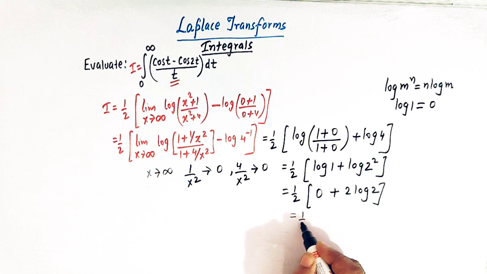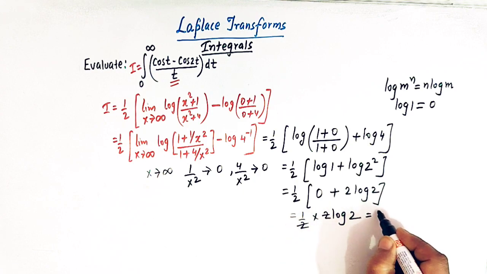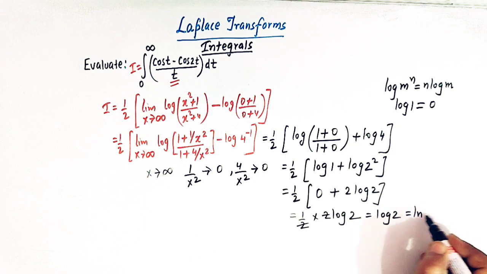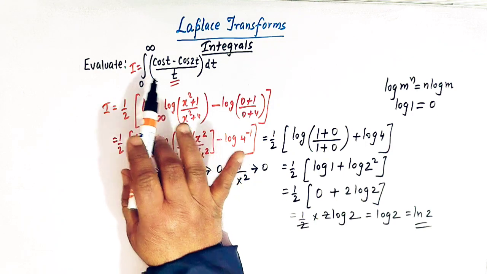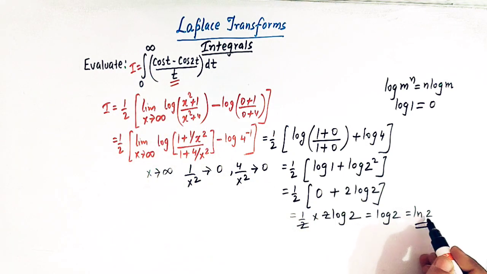So now this can be written as half times 2 log 2, and 2 and 2 get cancelled, and we are left with log of 2, which can also be written as the natural log of 2, right? So viewers, the value of this integral is equal to the natural log of 2. And this is how, by making use of the concept of the properties of Laplace transform, we can evaluate these types of integrals.